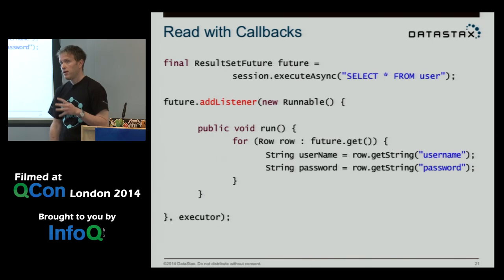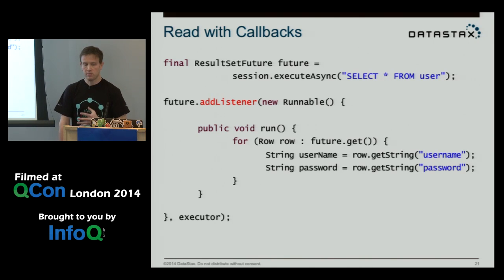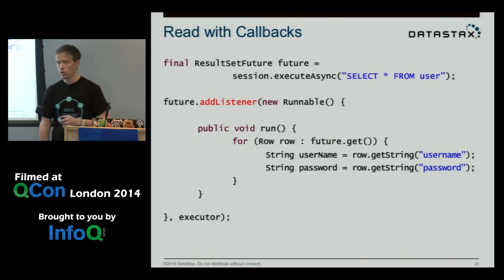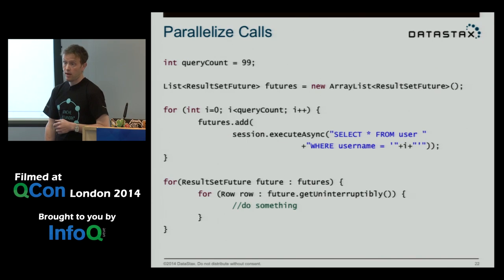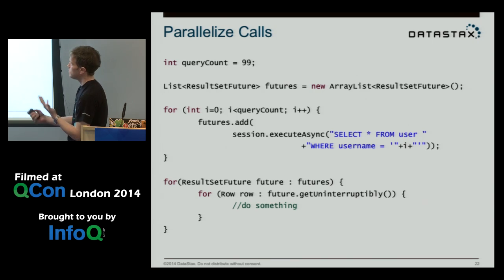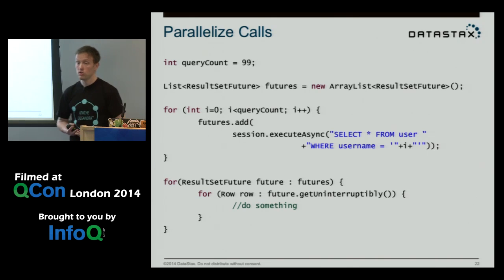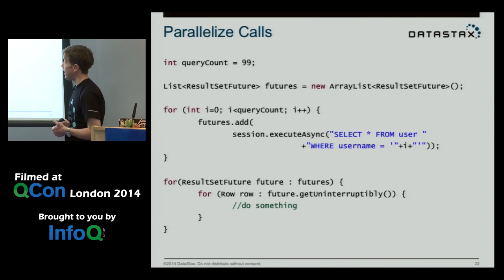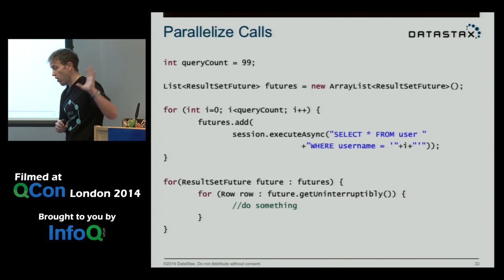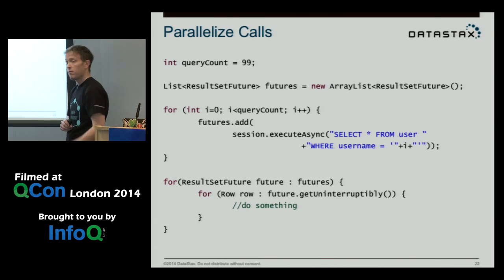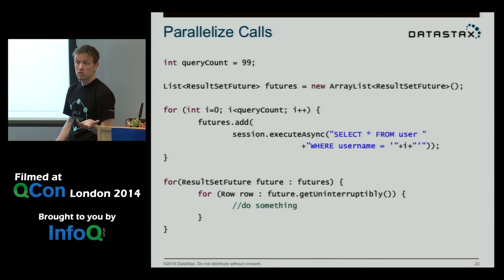But this is a very, very handy thing to be able to do, because it also enables you to parallelize your calls. It's a very simple example, but what this is trying to show you is, with a similar query, I've called session execute async. That gives me back an object that I add to my futures array list, and then I can just chuck in as many queries as I want, go away, and come back later when they're returned, and do something with those results.